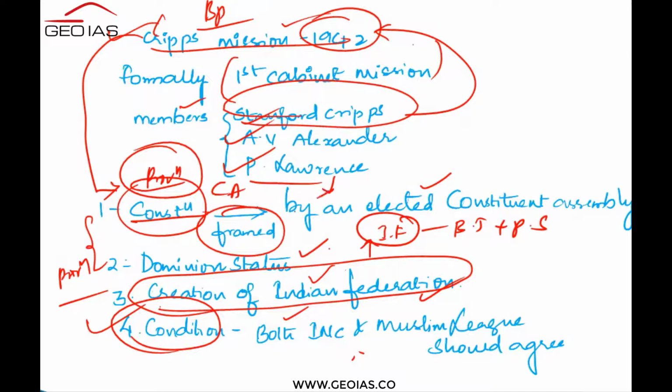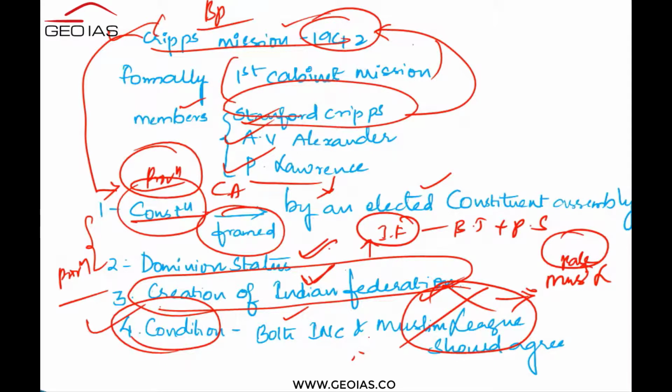We will give the dominion status to India and we will create the Indian Federation. But the Muslim League wanted a separate country called Pakistan. They need Pakistan, so they don't want to agree to these things. So this Cripps mission also failed.